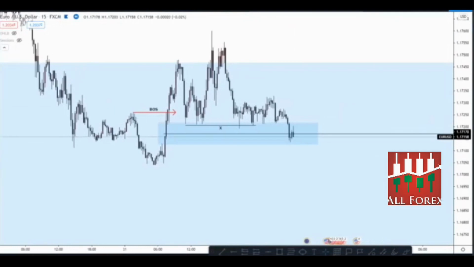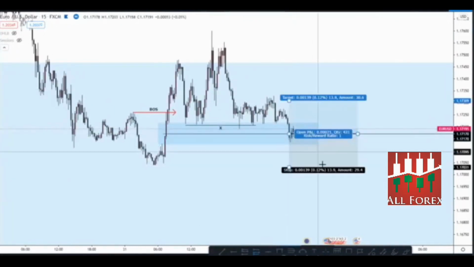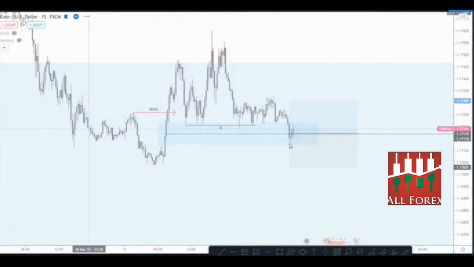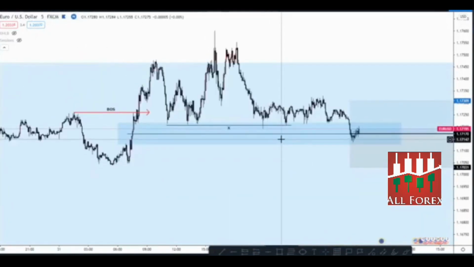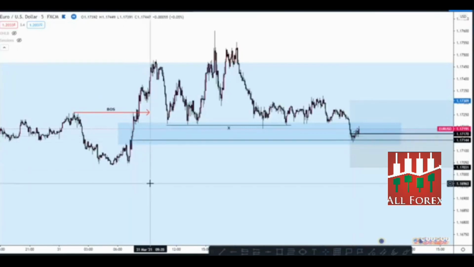So this could take some time, and there we go. It purges the equal lows, and this is our entry right here. Now if you go to the 5-minute time frame, you can see it tapped into a 5-minute order block. So an order block inside of an imbalance, right?